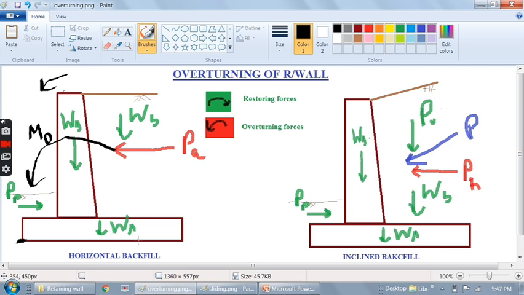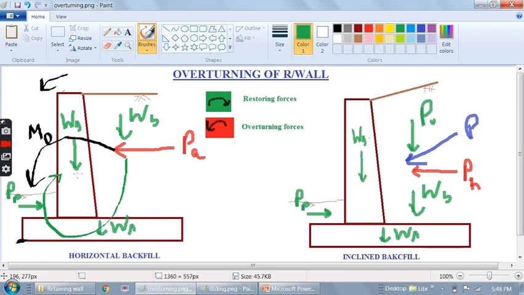Similarly, we can see other forces also acting on the retaining wall. I have explained all these to you before. This is the weight of the backfill, which is the force acting vertically downwards. So what is the behavior of this force? This is the force, this is the point. If we calculate the moment, it will be like this. As you can clearly see, this is counterclockwise and this is clockwise. This is counteracting this particular moment. So this will be the restoring moment.